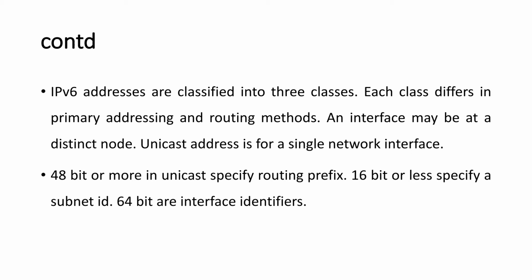So IP version 6 addresses are classified into 3 classes. Each class differs in primary addressing and routing methods. A unicast address is for a single network interface, which may be at a distinct node. Then 48 bits or more in unicast specify the routing prefix, 16 bits or less specify a subnet ID, and 64 bits are the interface identifier.